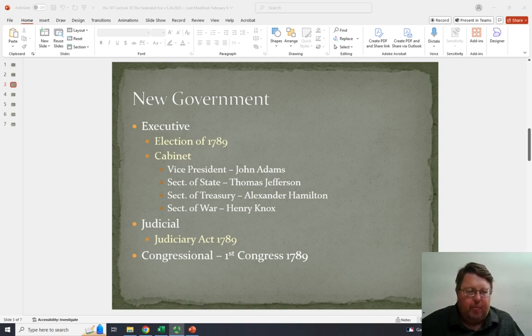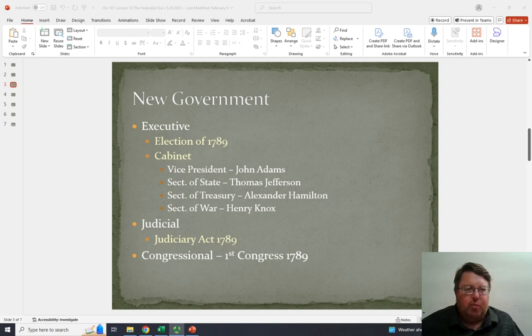So that's the president. The U.S. Constitution states that the president can, with the confirmation of the Senate, have a group of advisors or a cabinet. So, Vice President John Adams. The Washington administration created 3 cabinet offices, and the U.S. Senate confirmed these appointments: Secretary of State Thomas Jefferson, Secretary of Treasury Alexander Hamilton, and Secretary of War Henry Knox. So you have the executive branch set up.